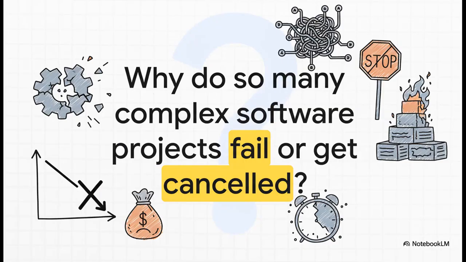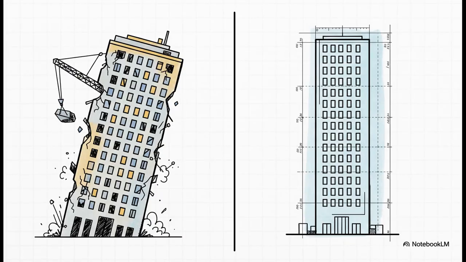So let's start with a really big question, one that honestly haunts the entire tech world. Why is it that so many huge, ambitious, sometimes multi-million-dollar software projects just end up failing, or they get canceled halfway through? Well, the answer is actually pretty simple, and our source material uses a great analogy for it. Trying to build a massive software system without a detailed plan is like trying to build a skyscraper without a blueprint. You just can't do it. The entire thing is basically doomed from the start.